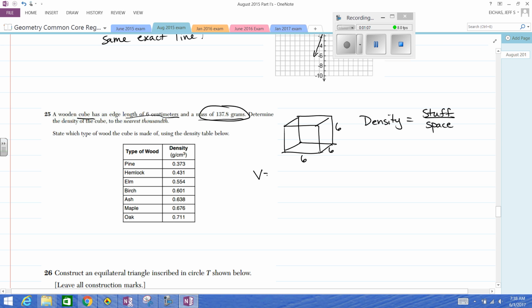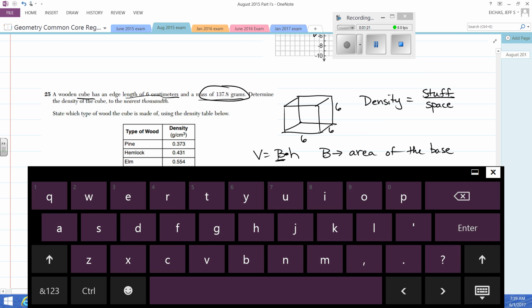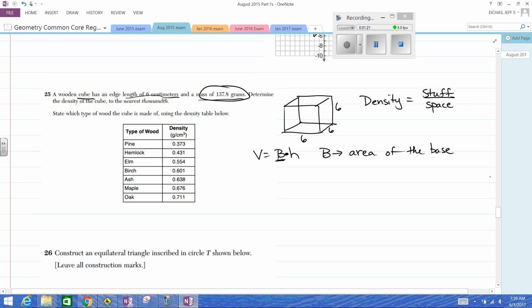So let's get the volume of a cube. The formula is going to tell us base times height, but that B, got to remember that that's the area of the base. So for a prism, what you have is, in this case, a square base, 6 by 6, and then a height of 6. So I believe that's 216, and that's going to be cubic centimeters. And our density is in grams per cubic centimeter. So we're going to be all set here. We don't have to change any units of measure or anything like that.